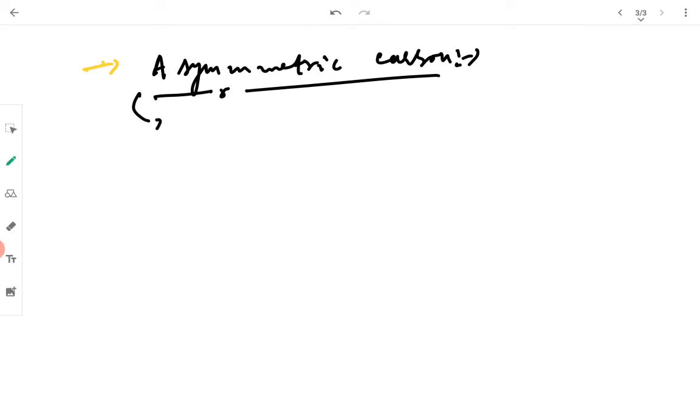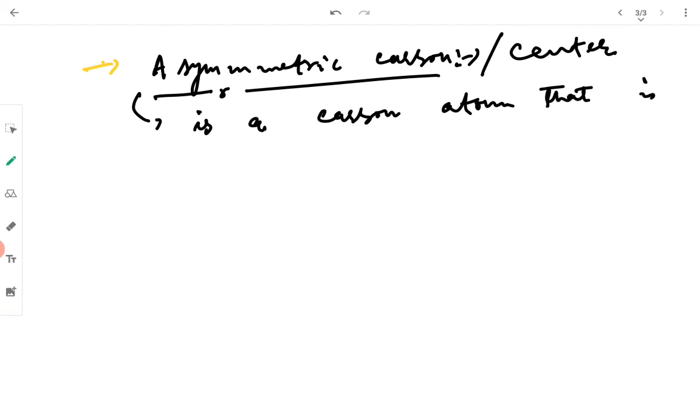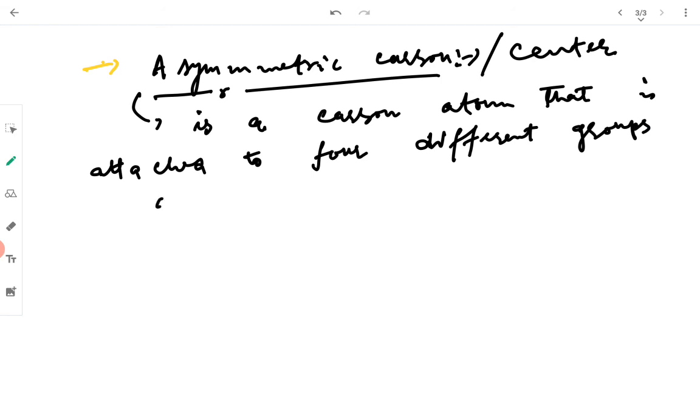We define an asymmetric carbon. An asymmetric carbon is a carbon atom or asymmetric center. It's not necessary that it has to be carbon. The general term is asymmetric center. An asymmetric carbon or an asymmetric center is an atom that is attached to four different groups or atoms. It's known as an asymmetric carbon.